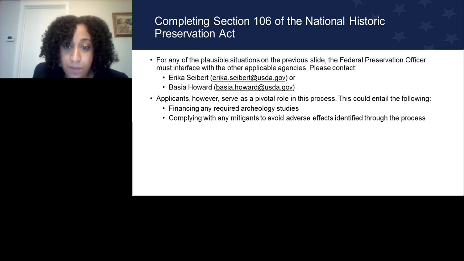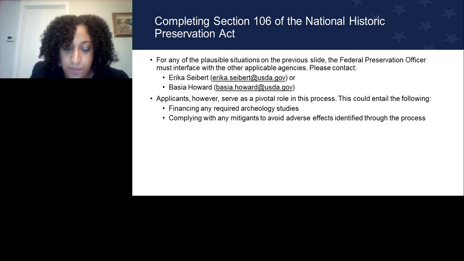But you, the applicant, serve a pivotal role in this process. For example, if there needs to be any financing of required archaeological studies, you obviously need to be on board with that commitment if it's necessary. So we can have further discussion between us and the agency as to what's required, what studies may or may not be necessary, and what are the options as we move forward with the Section 106 process.